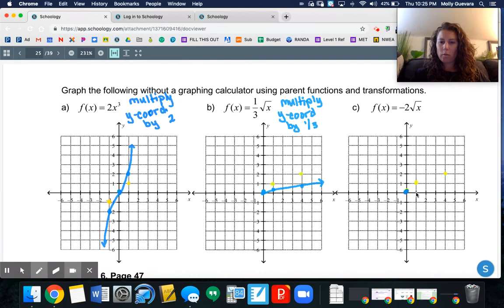All right, here we go. 1, 1. My y-coordinate is 1. 1 times 2 is 2, but then I also have to reflect it over the x-axis. So here it is, right here. And then last, but certainly not least, I have 4, 2, right? So if I multiply that by 2, I get 4, 4. And then reflect it over the x-axis, I get 4, negative 4, excuse me. And there's my graph. Isn't it just beautiful?